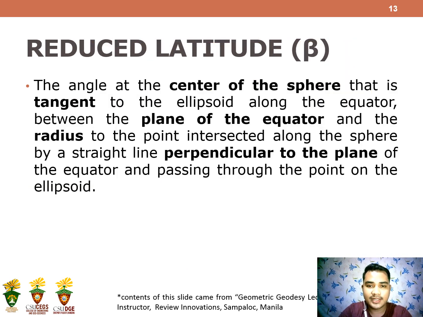Next is the reduced latitude, denoted by the Greek letter beta. For the definition, it is the angle at the center of the sphere that is tangent to the ellipsoid along the equator, between the plane of the equator and the radius to the point intersected along the sphere by a straight line perpendicular to the plane of the equator and passing through the point on the ellipsoid.